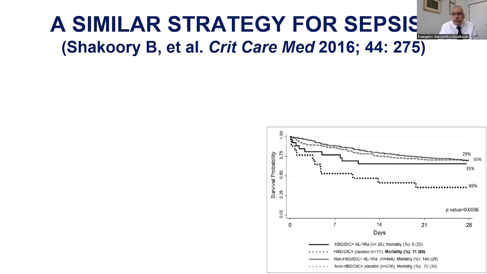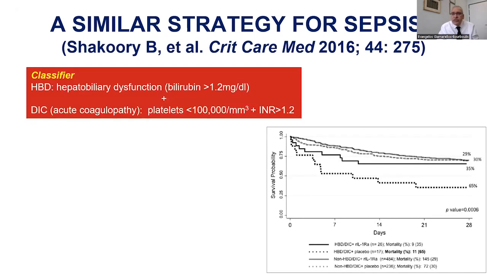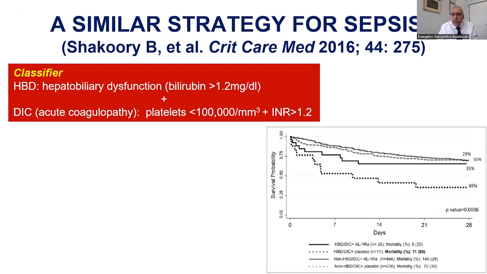But as time went on, we realized that there is an entity which we call the macrophage activation syndrome. What are the characteristics of this entity? The patients should have in parallel hepatobiliary dysfunction with increased bilirubin and acute coagulopathy. So you see that once this knowledge was available, a post-hoc analysis of the trial took place. And then all of a sudden, we have 4 strata of patients.